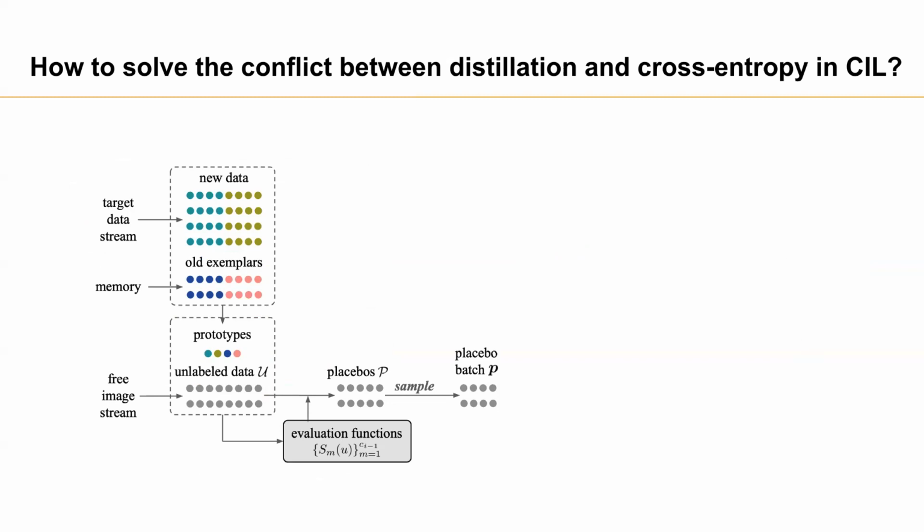At the beginning of this phase, we build phase-specific evaluation functions to select unlabeled data. During training, we select placebos as follows. First, we load an unlabeled data batch U from the free data stream. Second, we compute the score using the evaluation functions for all samples in U. And for each old class M, we select K placebos with the highest score and add them to the placebo set P. And then we can sample a placebo batch from the placebo set P.